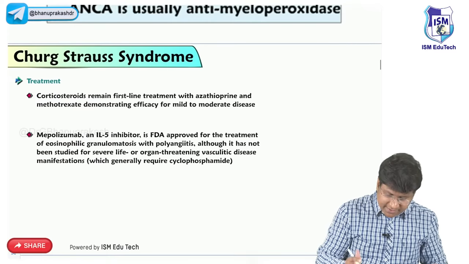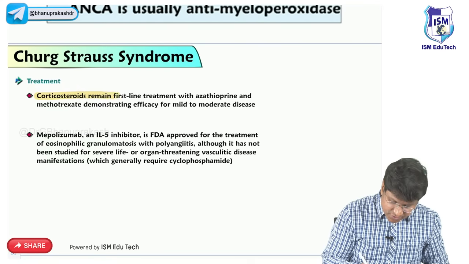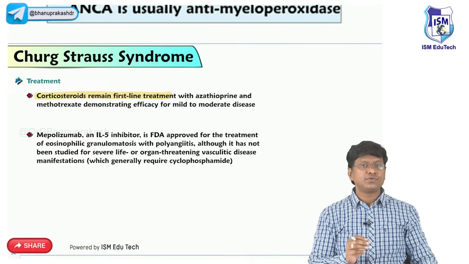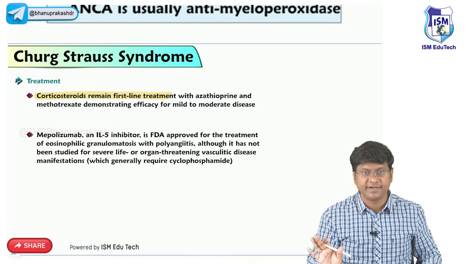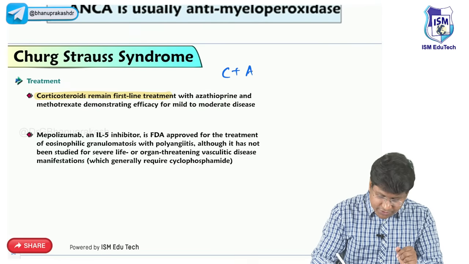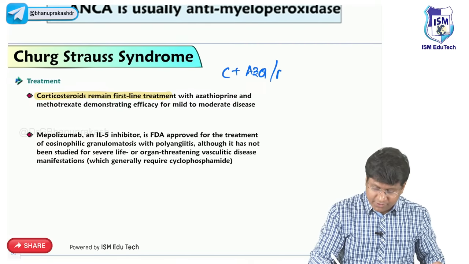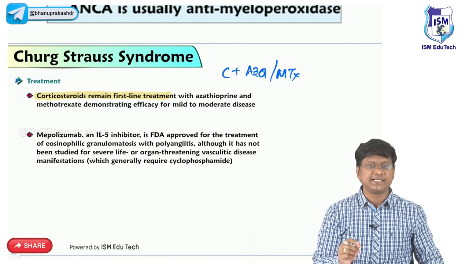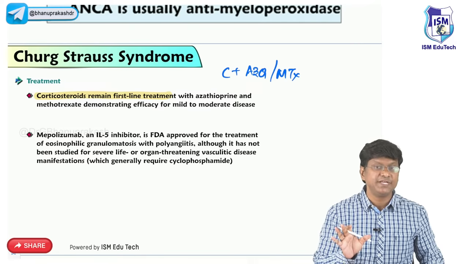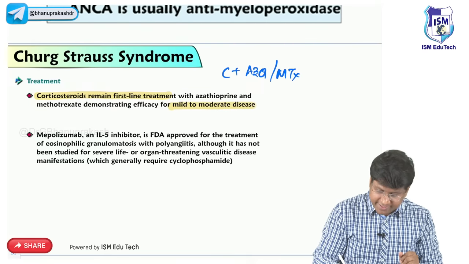Now, what do you think is the drug of choice? See, the first line drug in case of Churg-Strauss will be your corticosteroids. That will be the first line treatment. But these corticosteroids alone are not given. These corticosteroids should be given along with azathioprine or methotrexate, right? Along with azathioprine or methotrexate. This has been shown to have very good efficacy in mild to moderate disease.